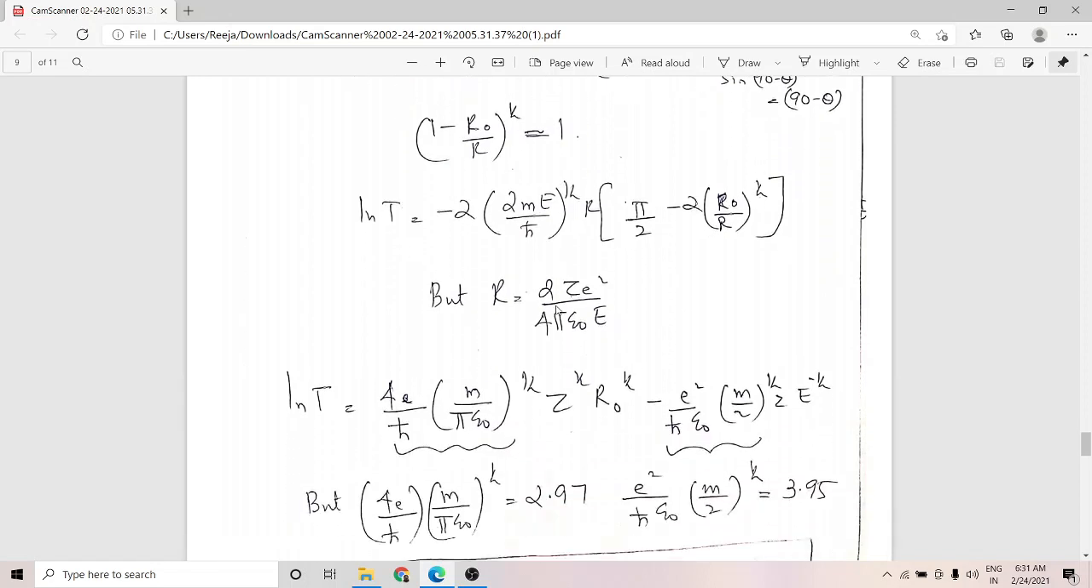Then we make the substitution for capital R as 2z square by 4 pi epsilon 0 capital E, because this R is not known to us.